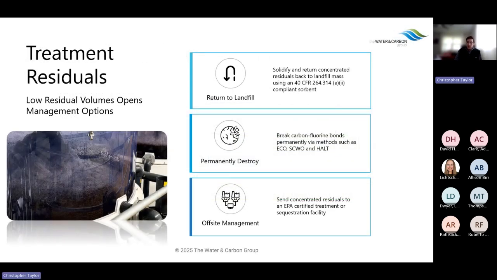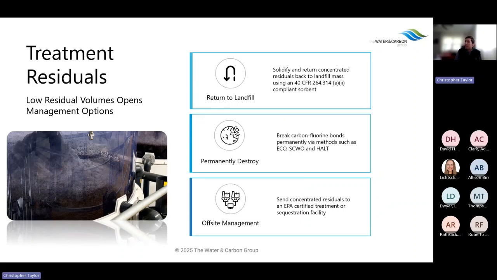A bit about residuals. This is one of the main questions that we get asked a lot: okay, great, you can get down to about 0.1% of your total flow, and that's your residual left over. But what do you do with that concentrated PFAS as a liquid? How do you go about dealing with it? Which is a great question.